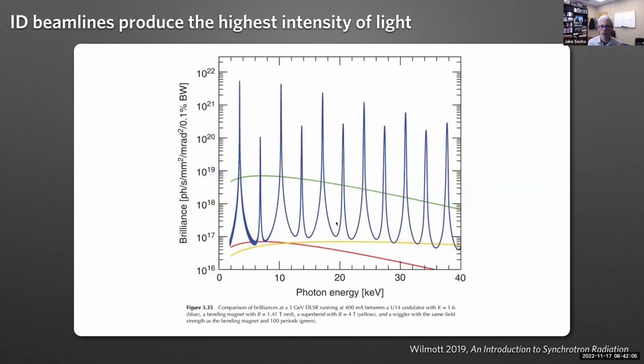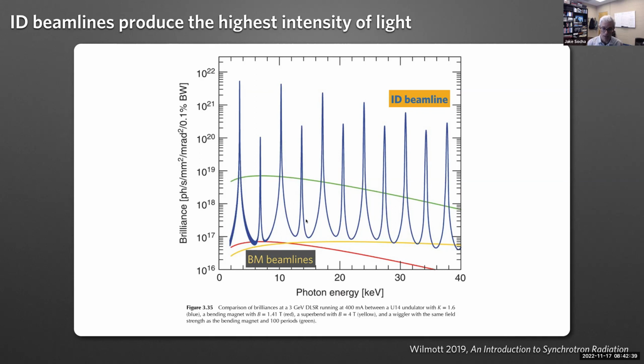Okay, so here we're looking at the photon energy in kiloelectron volts of X-rays at a synchrotron light source. And this is brilliance, which is just the way that the intensity of the beam is truly measured. And what you see is that in ID beam lines, you get these big peaks of brilliance, whereas in the BM beam lines, it's not quite as powerful. Okay, so that's the advantage of the ID beam line.